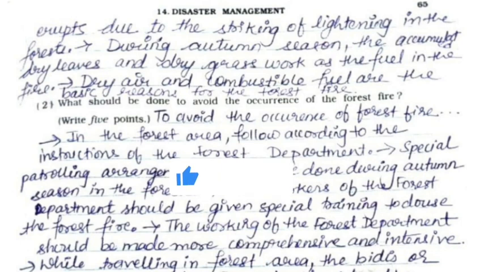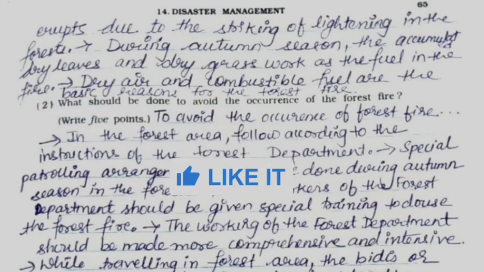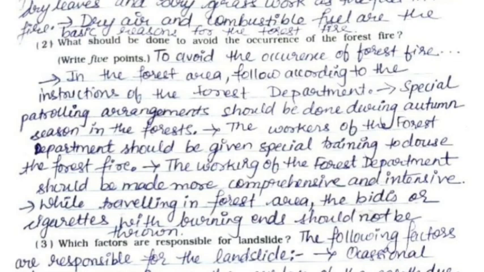During autumn season, the accumulated dry leaves and dry grass work as the fuel in the fire. Dry air and combustible fuel are the basic reasons for the forest fire. Second, what should be done to avoid the occurrence of the forest fire? To avoid the occurrence of forest fire in the forest area, follow according to the instructions of the forest department.